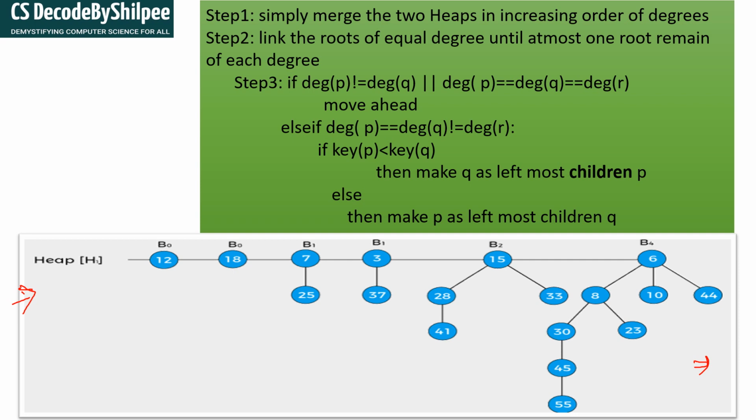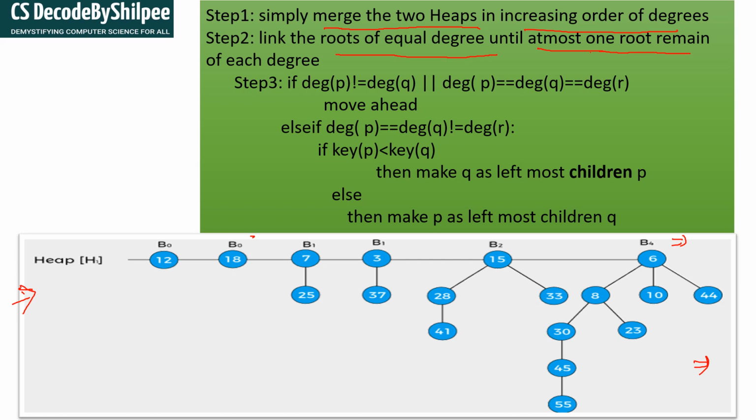First step we have already done: we merged the two binomial heaps in increasing order of degree. Second step says to link the roots of equal degree. Just now we said that we have to link binomial trees of the same degree. And then it says to stop when we get a binomial heap in which the binomial trees' degrees are unique, which means at most one root remains of each degree.